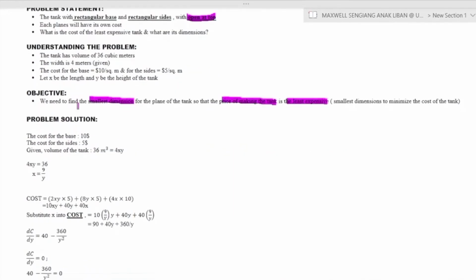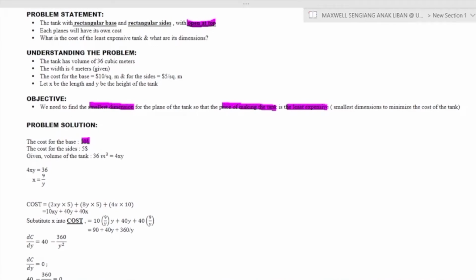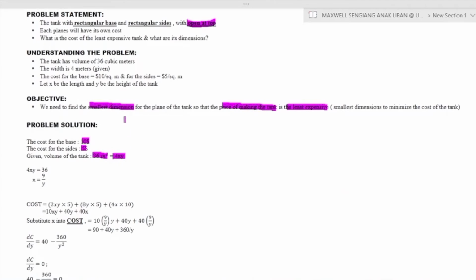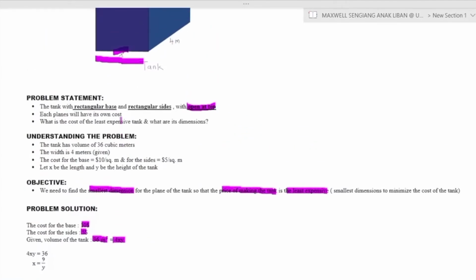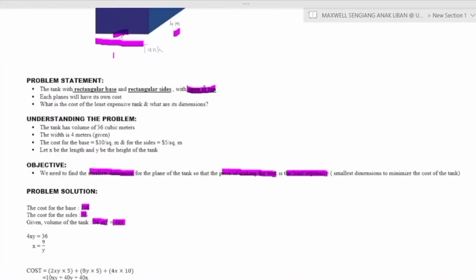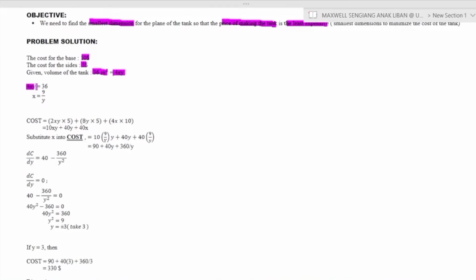So here is the solution. Given that the cost for the base is 10 and the cost for the side is 5. The volume is 36 cubic meters, which is equivalent to 4xy. How do I get 4xy? Because x times 4 times y equals the volume. So here we get one equation, and remember we need to express the equation in only one variable. So express x in terms of y. The final equation: x is equal to 9 over y.